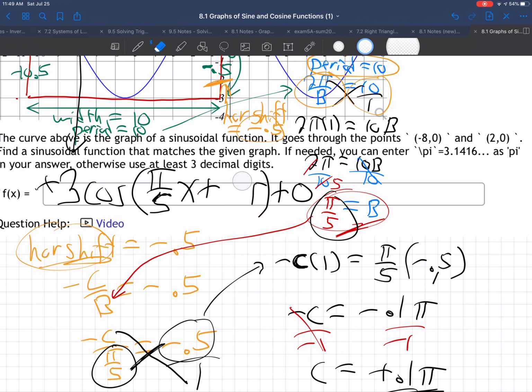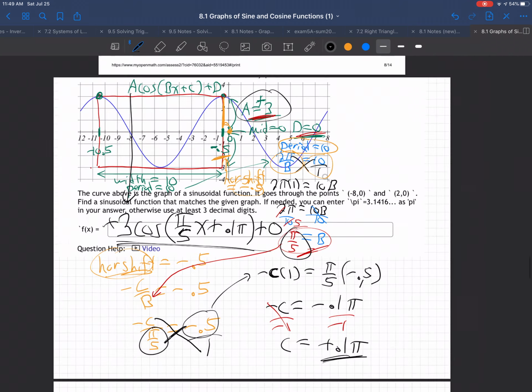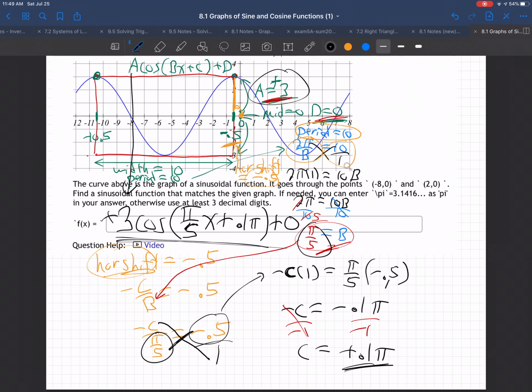Can you read this? Okay, I'm a little scribbly here. 0.1 pi. You can mix decimals and fractions. It doesn't matter. The system's good with it. I'm good with it on the test. I don't care what form you give it to me in, as long as you figured everything out. As long as it's the truth. That's what we care about in math. There we go.